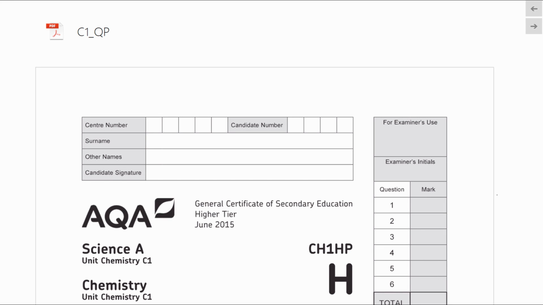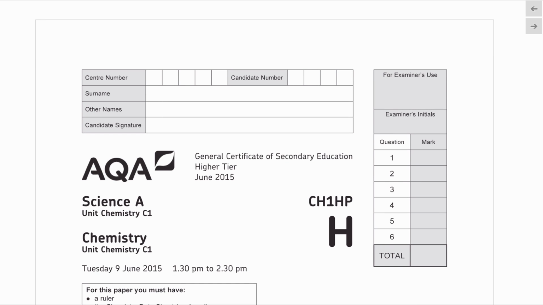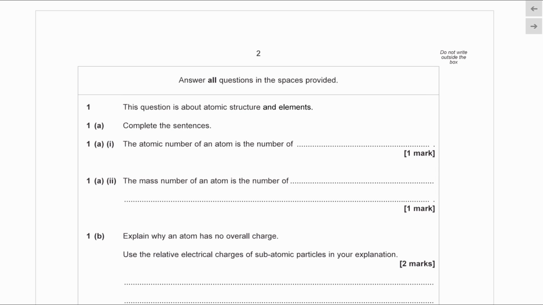Okay, hi. So welcome to the June 2015 paper for chemistry. This is C1, so Unit 1 in chemistry, and it is obviously for AQA. If you're taking the foundation paper, then there are going to be some questions in here which won't apply to you. But as usual, let's start with question 1.